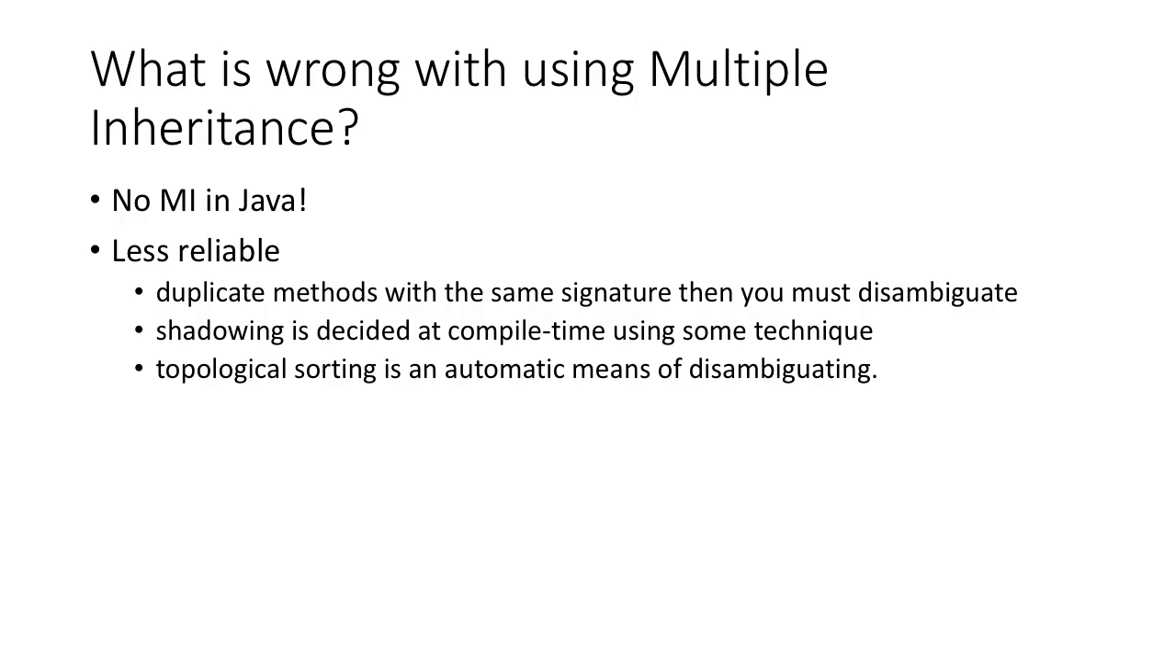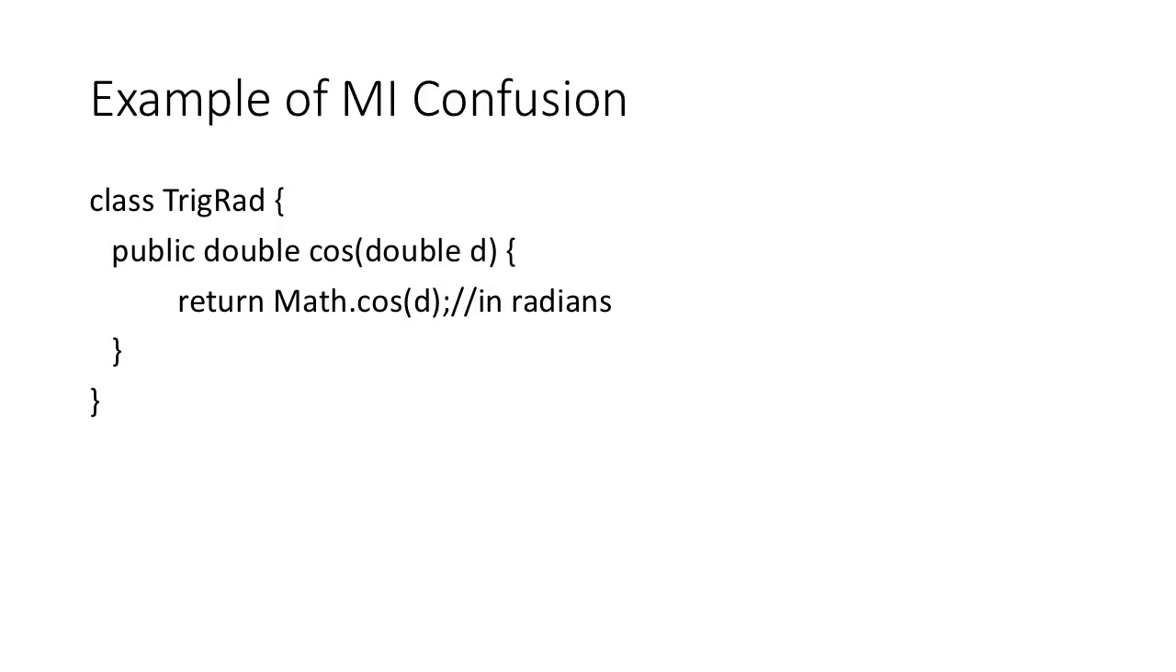Duplicate methods with the same signature tend to shadow one another, and therefore you must do some form of disambiguation, such as topological sorting. Shadowing is decided at compile time, which means if you rearrange the inheritance order, the behavior will change for multiple inheritance. And topological sorting is not something that is going to be easy to debug. If you change the order of inheritance and then the behavior changes, you will find that you have a fruitful source of bugs.